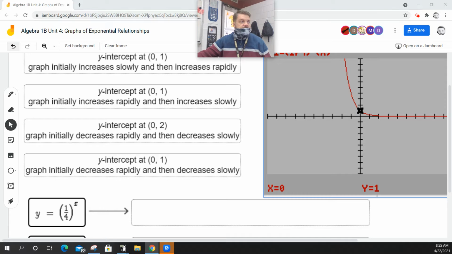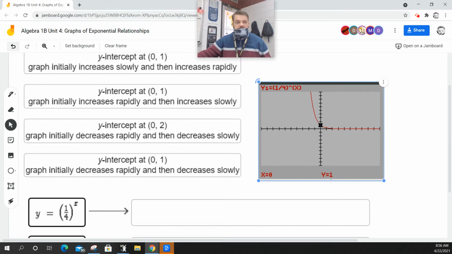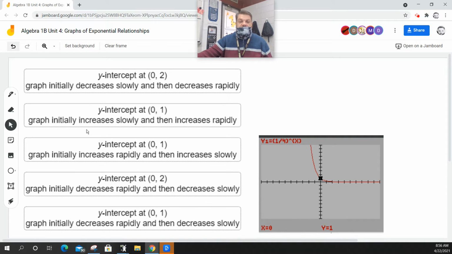And let me shrink that a little bit. It's kind of big. So I'm going to leave that right there. Well, what do you notice? What is the y-intercept for that? In other words, when x equals 0, what does y equal for this particular function? 1. All right. So then what we got to do is figure out which one of these matches it.